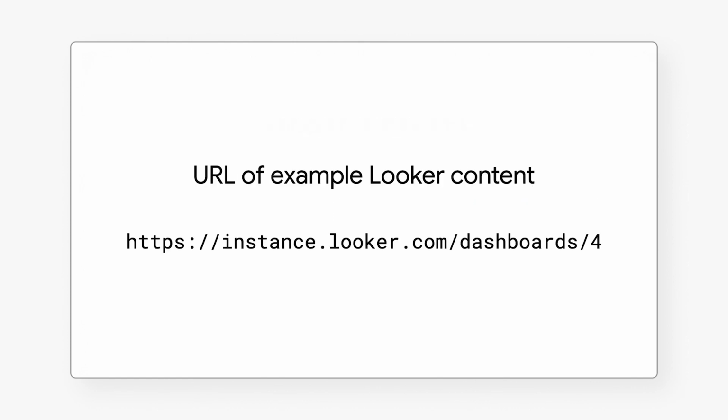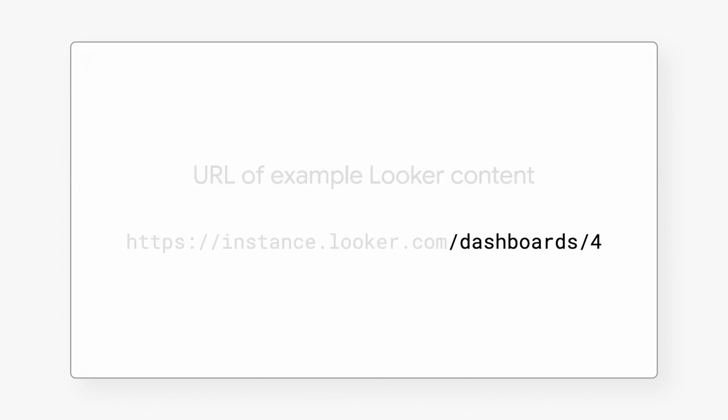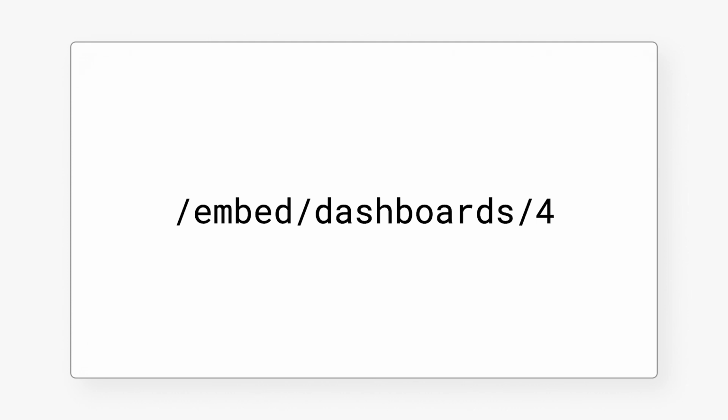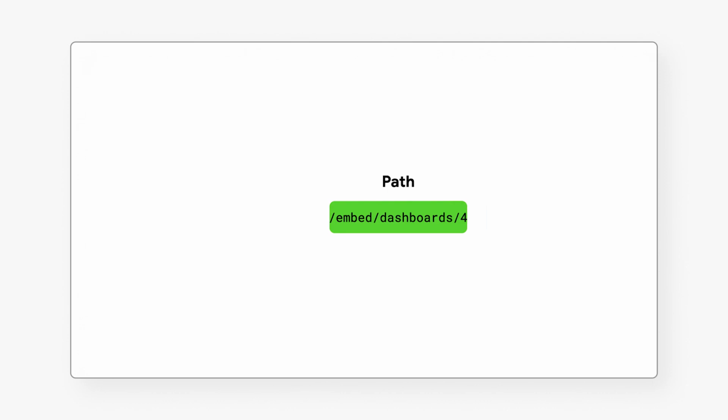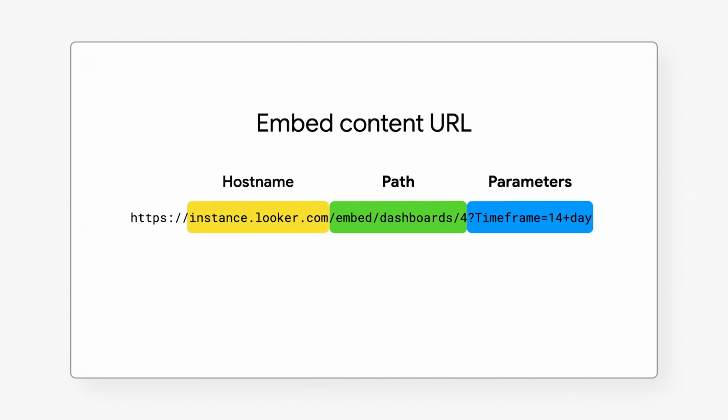With the first part of our embed content URL completed, let's build the next part, the path. Take your Looker content URL and identify its path. With the URL of our example Looker content, the path is /dashboards/4. Then prefix /embed to it, and voila, we have the embed content URL's path. Quick caveat, if you want to embed query visualizations, check our Getting Started documentation linked below to build the embed content URL's path.